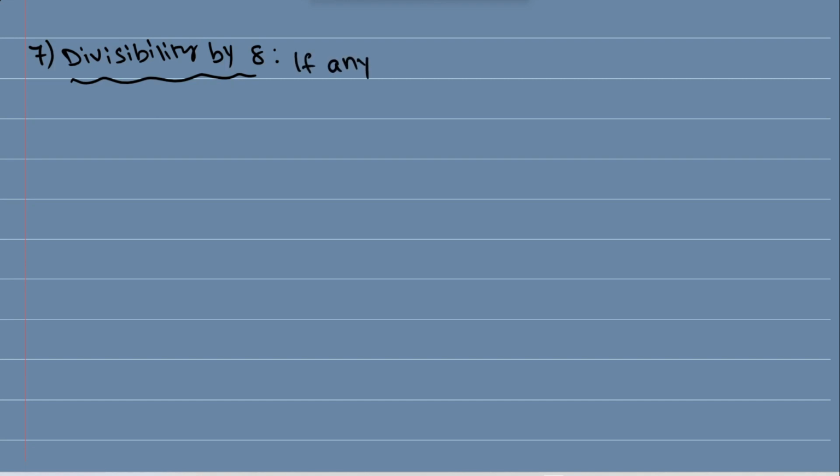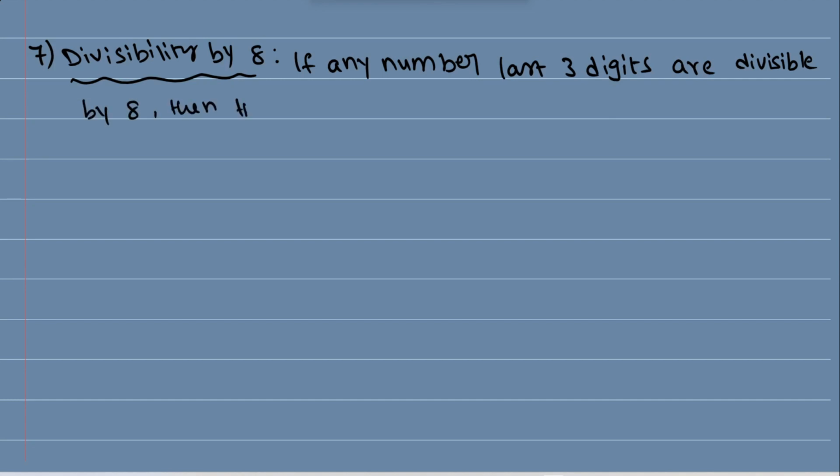If any number's last 3 digits are divisible by 8, then the whole number is divisible by 8. Okay, let us take an example here.